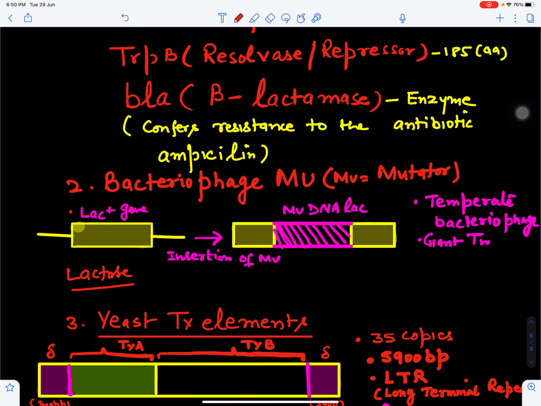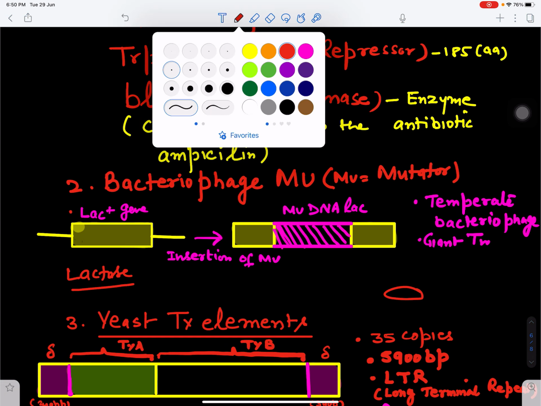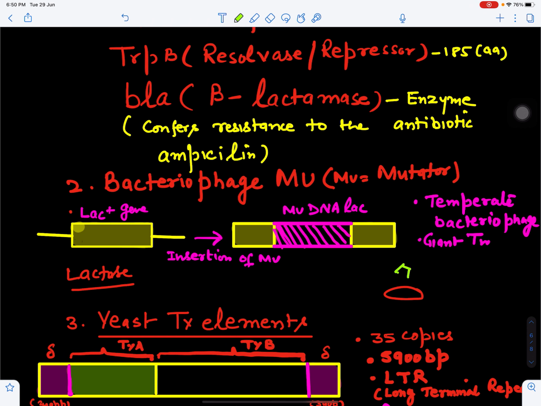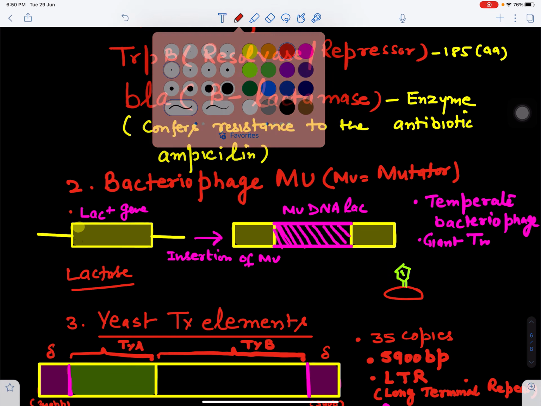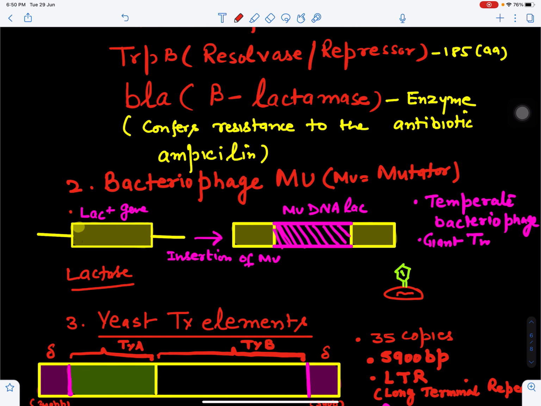Now what are bacteriophages? Supposing this is a bacterium, and here this is a virus which is parasitizing it. This is its DNA, and this is the DNA of the bacteria. So this is the genome of the bacteriophage. This genome gets inserted into the bacterial DNA. Supposing this is the bacterial DNA, and this gene is getting inserted over here, right? So this lactose gene will get disturbed. Now this will not work for lactose utilization. This has caused a mutation because genes will change.